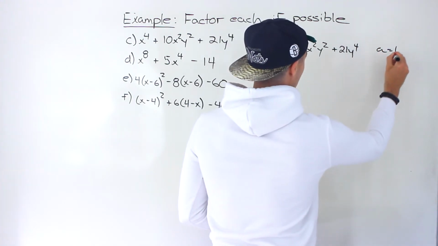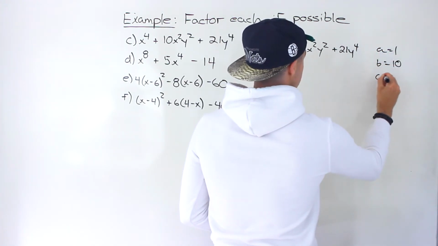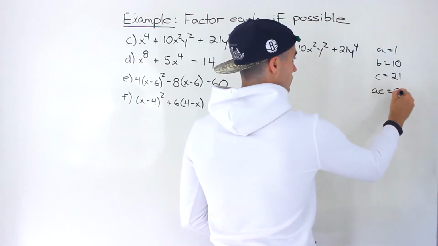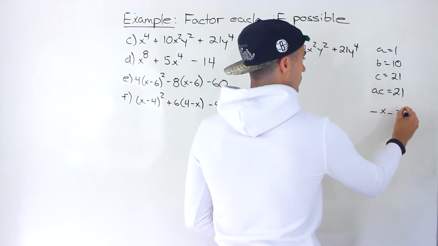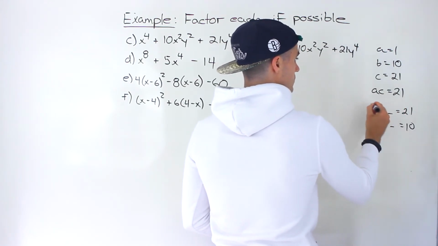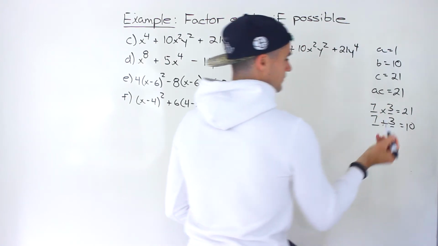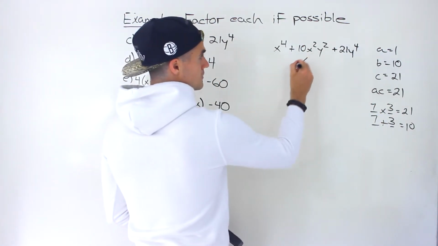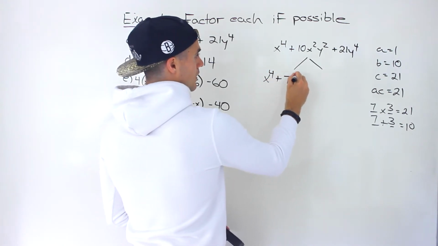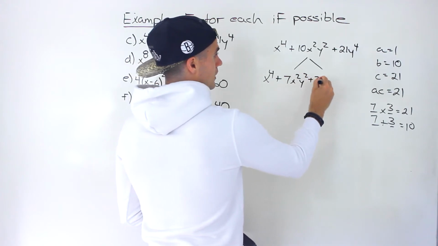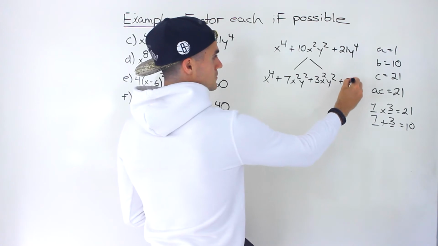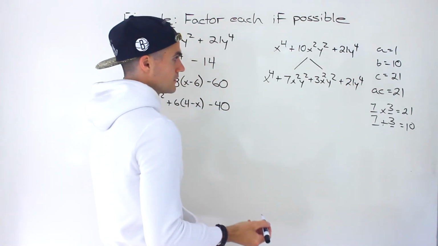So we got a equals 1, b equals 10, c equals 21. 21 times 1, right, the AC value would give us 21. So two numbers that multiply to 21 and then add up to that b value of 10. Those would be 7 and 3, like that. So then what we do is we decompose that middle term. Be careful with the variables here. Into those two. And then we got the plus 21y to the 4 at the end.